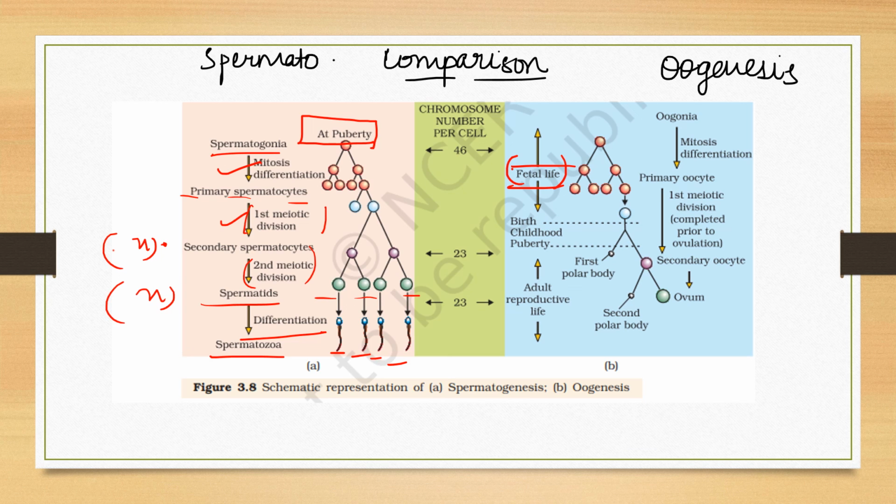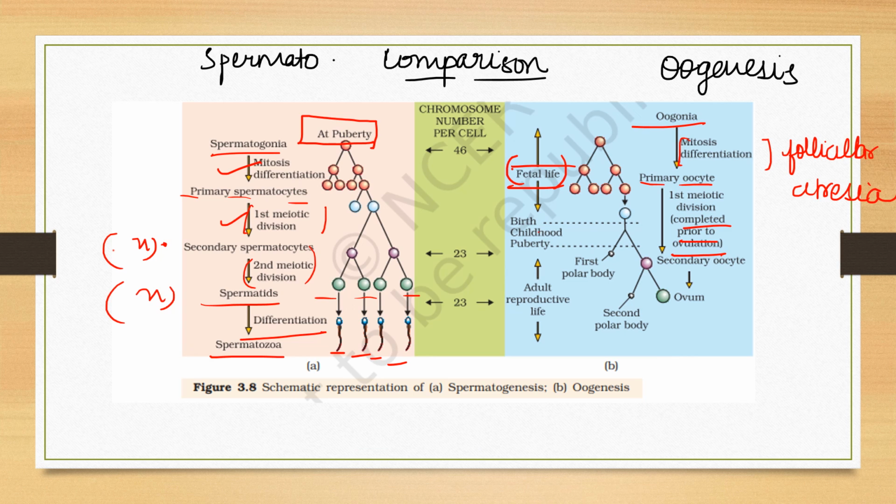Now, whereas in oogenesis, the oogonia is there. The oogonia mitotically differentiate into the primary oocyte. Now, during this process, follicular atresia happens. I've told you many times. This process, follicular atresia happens. Now, the first meiotic division is completed prior to ovulation.